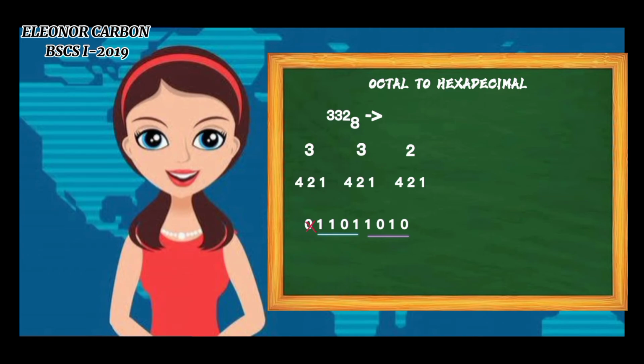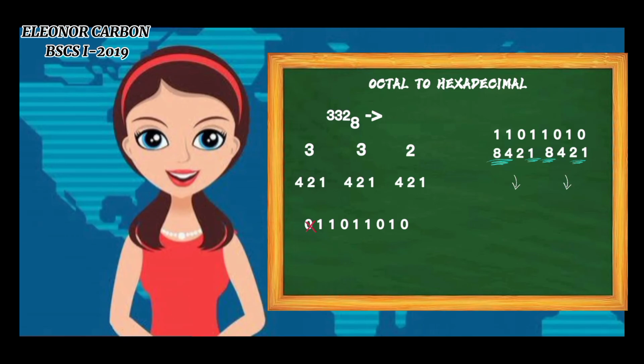So now, let's adjust it in groups of 4. So here's the first group of 4, and here is the second group of 4. So let's rewrite that. So this is 1101 and then 1010. Now let's convert those binary numbers into decimal values. So dito meron tayong 1, a 2, a 4, and a 8. So we have a 1 next to the 8, the 4, and a 1. So kailangan natin i-add up to those numbers.